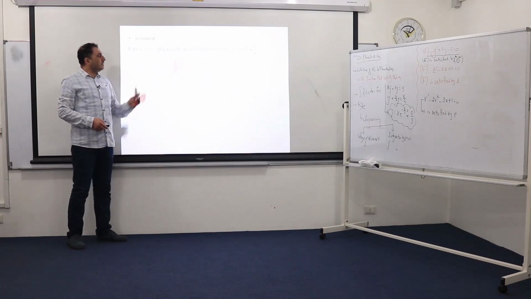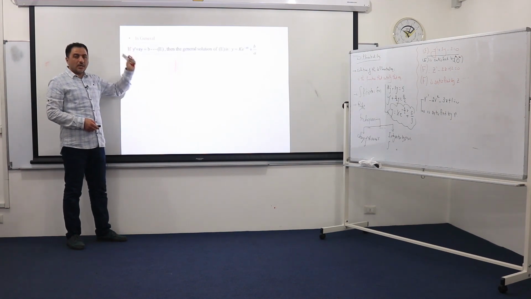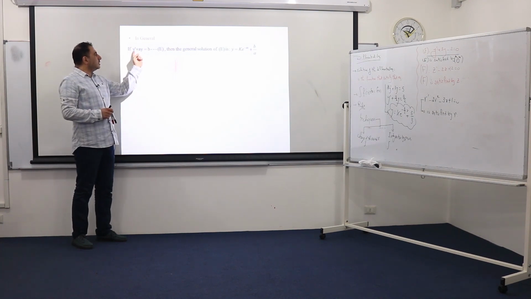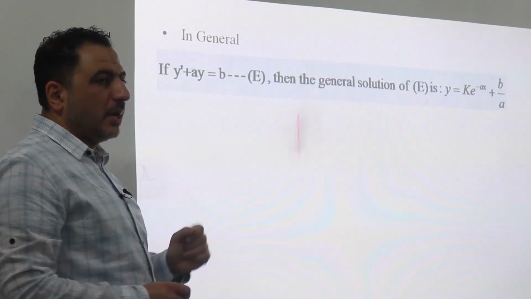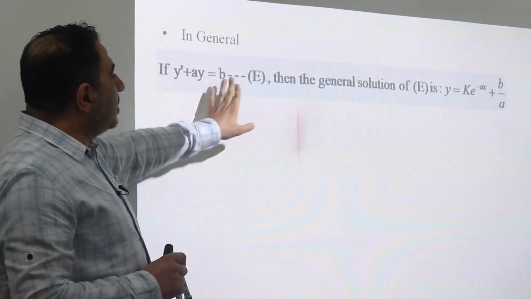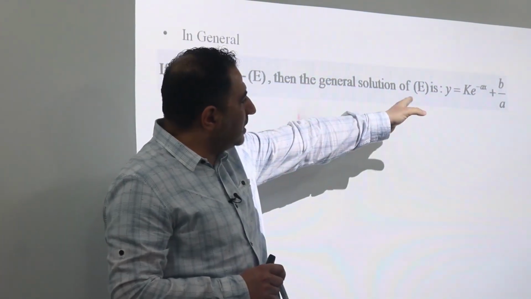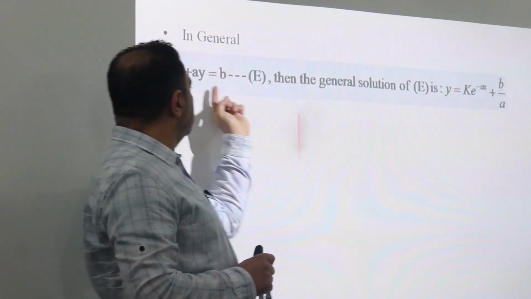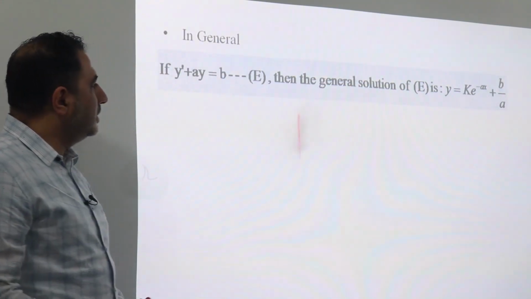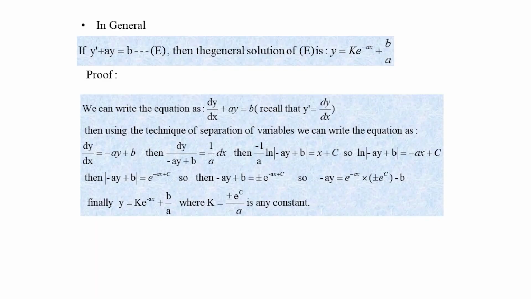In general, if the equation is a first order linear differential equation with constant coefficients, I'm going to insist on the constant coefficients, okay? Observe, the coefficient of y prime is 1, the coefficient of y is a, which is any constant, and b is also a constant. The general solution of that equation is given by y equals k e minus ax plus b over a, okay? Now the proof of that is written in front of you. We have followed the same technique that we have done in the previous exercise, the same. But instead of having 2 and 5 and 3, we have called them A and B, okay?